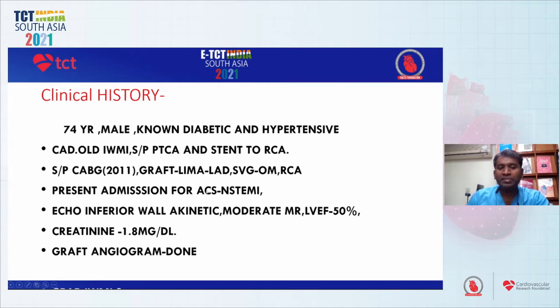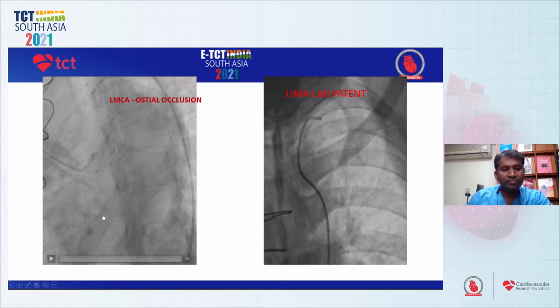Presently, he was admitted with chest pain, diagnosed as ACS and STEMI. Echo was done, which showed an inferior wall akinesia with mild to moderate MR. LVEF was around 50%. Blood investigations were done. Other parameters were normal. We found a creatinine of 1.8 milligram per deciliter, and he was stabilized and taken for an angiogram. This was his angiogram, where we can see the LMCA had ostial occlusion.